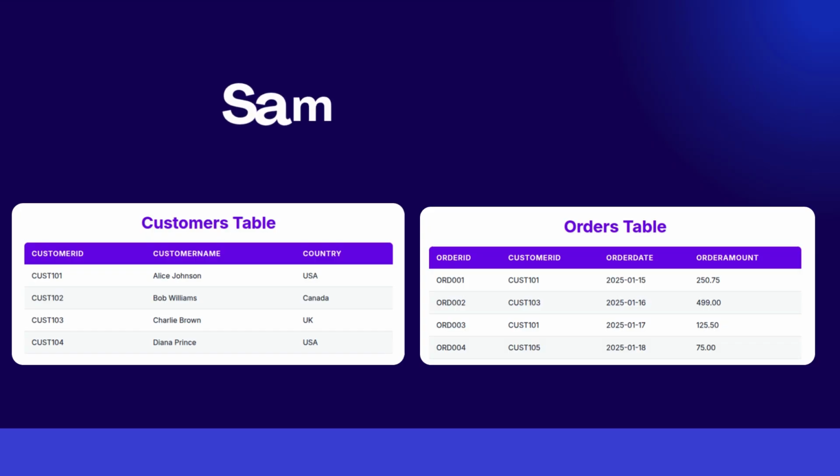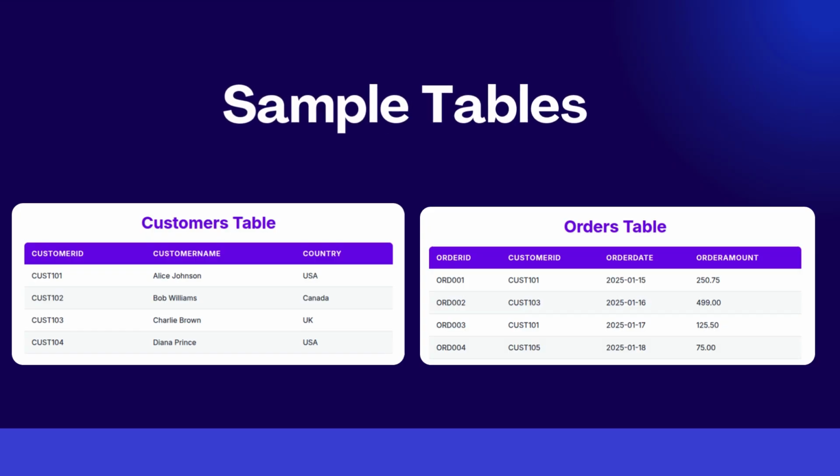Let's quickly recall our sample tables. We have a customers table on the left and an orders table on the right. The customers table has details like customer ID and name, while the orders table contains order ID, customer ID, order date and order amount. In our previous video, the orders table didn't have an order amount column. For this particular example, we've introduced that column to make the join results more meaningful and easier to follow. The column we use to connect both tables is the customer ID.